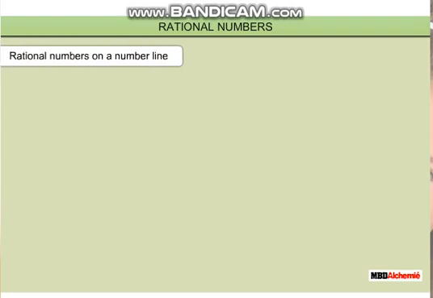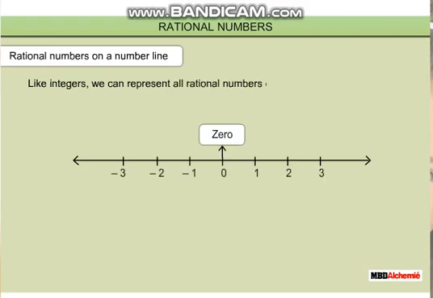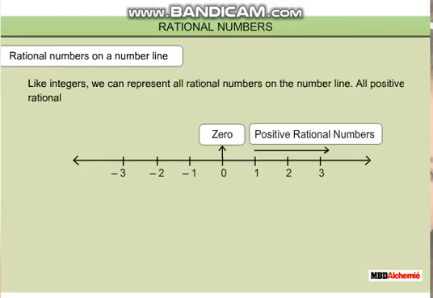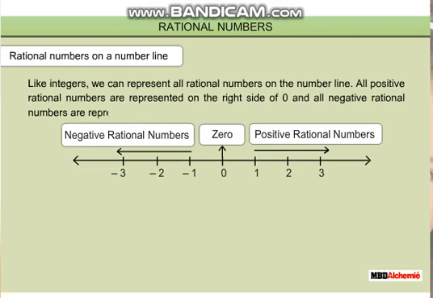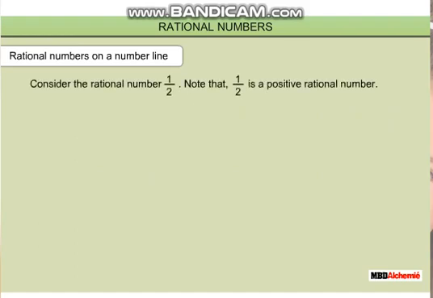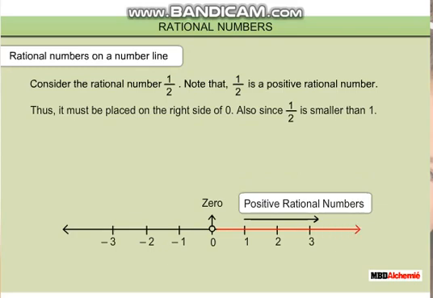Rational numbers on a number line. Like integers, we can represent all rational numbers on the number line. All positive rational numbers are represented on the right side of 0, and all negative rational numbers are represented on the left side of 0. Consider the rational number 1 upon 2. Note that 1 upon 2 is a positive rational number. Thus, it must be placed on the right side of 0.